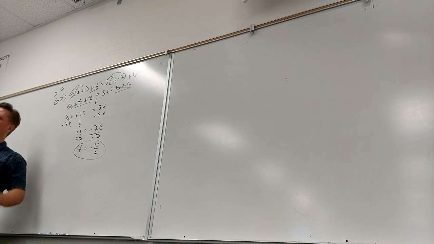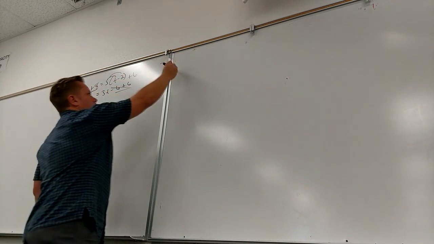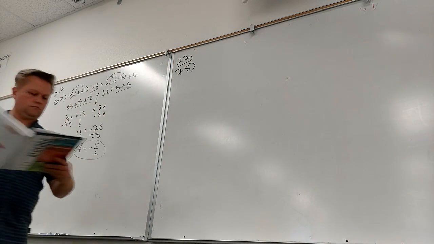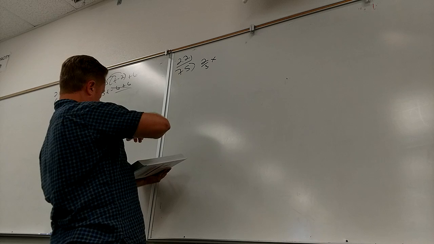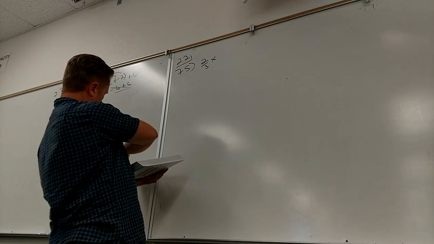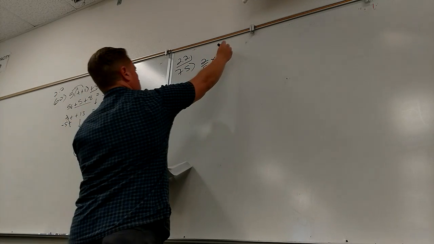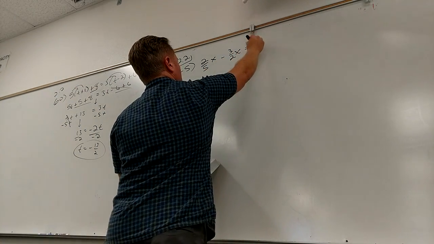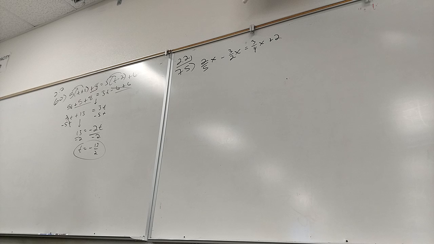Anything else from homework? There was some, yes? 75. In that same section? Yeah. Oh yeah, that's the one. 75, right? Yeah. 2/5 x minus 3x equals 3/4 x plus 2. Oh, crap.